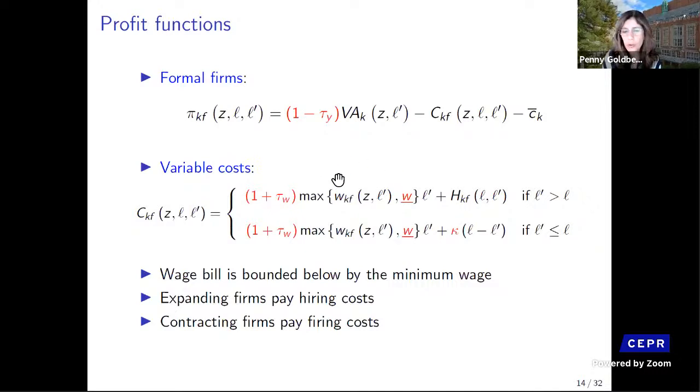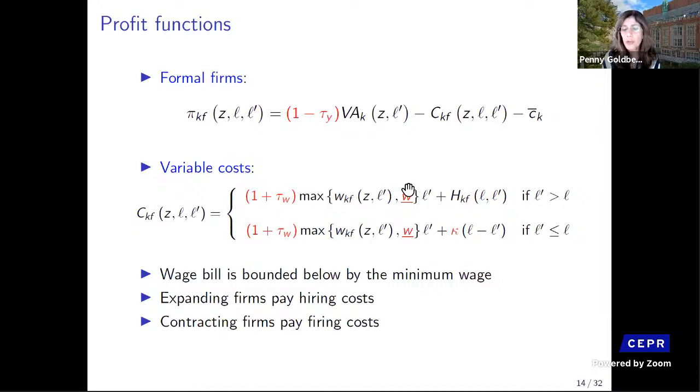If it hires workers, so if it expands, then the variable costs have two components. One is the current wage costs, which are the wage bill to the current workers. But in its wage setting, the firm is constrained by the minimum wage, so the wage it can pay is the max between the market wage and the minimum wage. And formal firms also face payroll taxes, so we also need to take those into account.